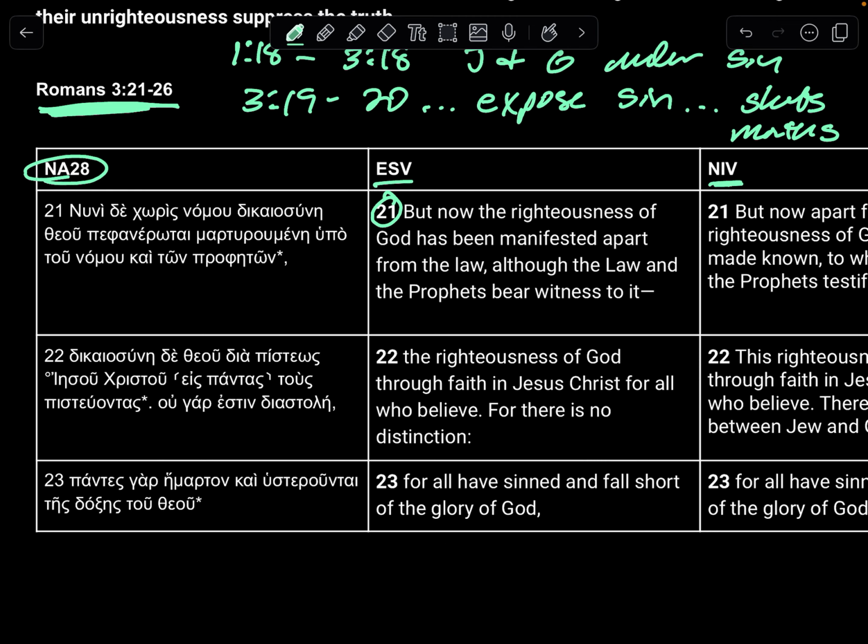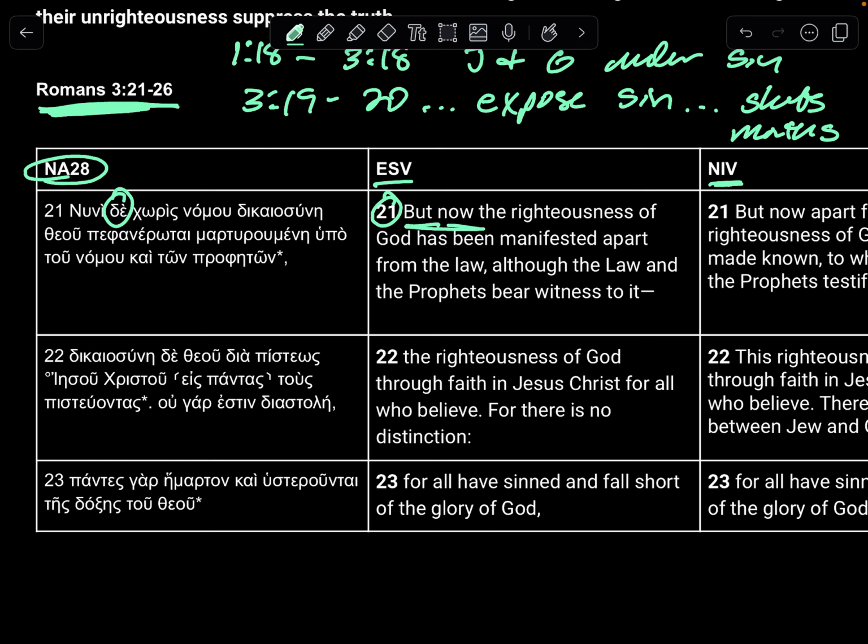One of the main things that I do here is I look at the connectors. These small little words help us to understand how Paul is relating one clause, phrase, or sentence to the other clauses and phrases and sentences. And so before, we saw how Paul was talking about the law and how the law exposes sin. It doesn't save souls. It cannot justify. It condemns. It shuts mouths and it exposes sin. And now Paul moves on in his argument.